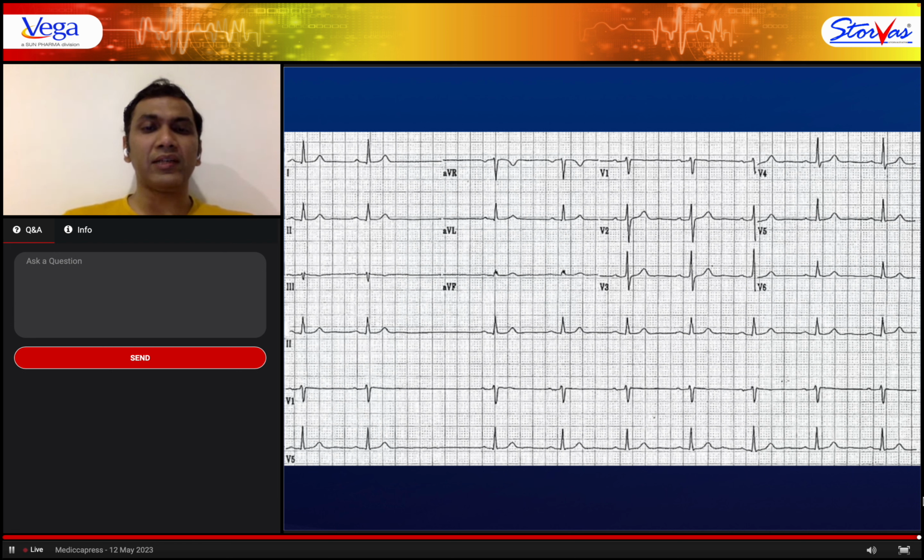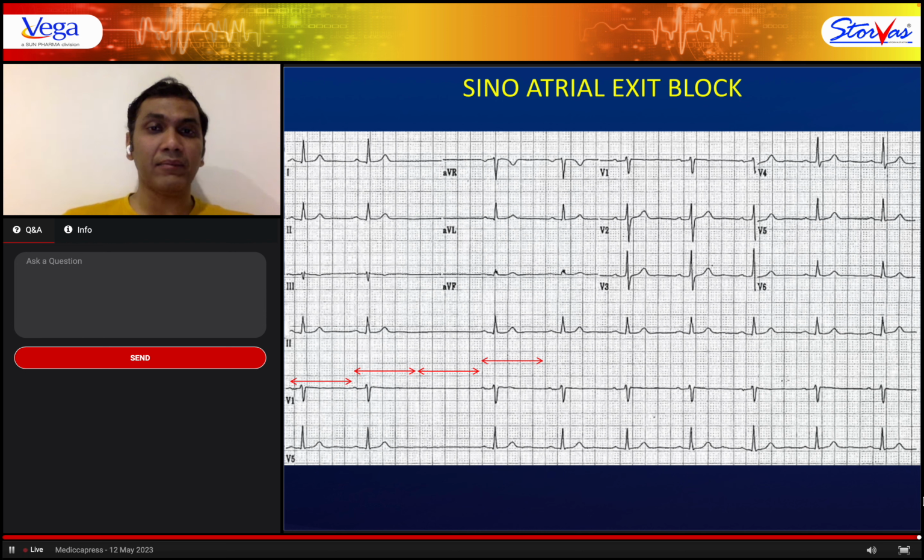So this pause that you see here is essentially the pause secondary to lack of production of the P wave. This is again a sinus pause. Now, when you get a sinus pause, what we can do is correlate the interval of the pause.